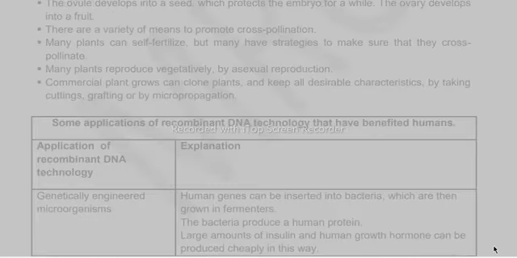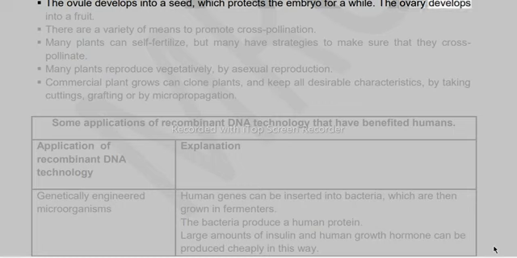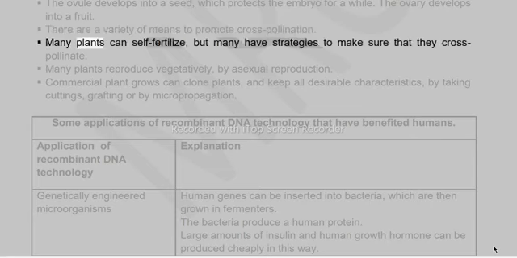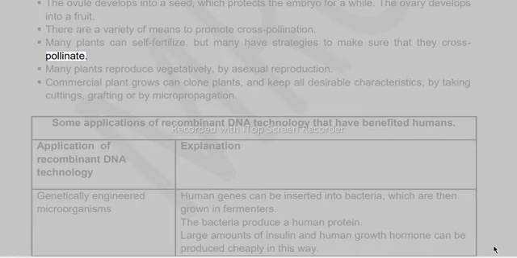The ovule develops into a seed, which protects the embryo for a while. The ovary develops into a fruit. There are a variety of means to promote cross-pollination. Many plants can self-fertilize, but many have strategies to make sure that they cross-pollinate.